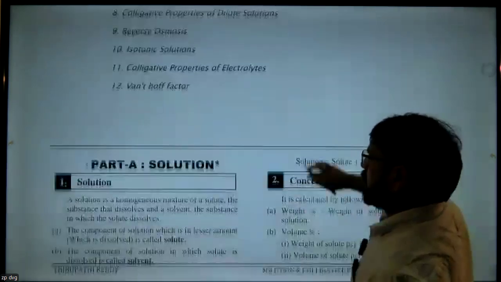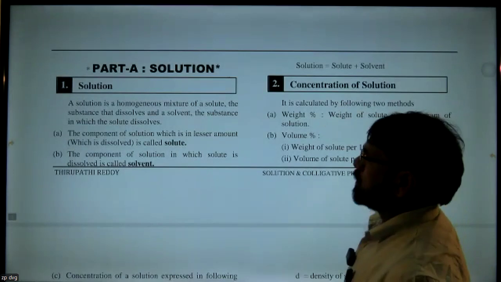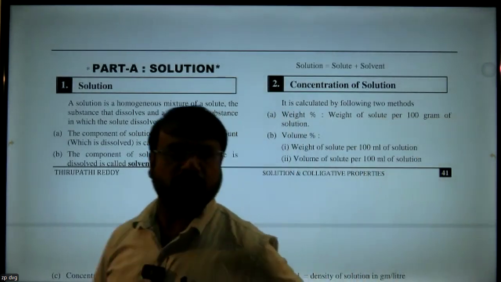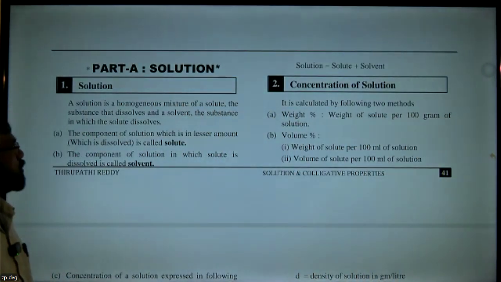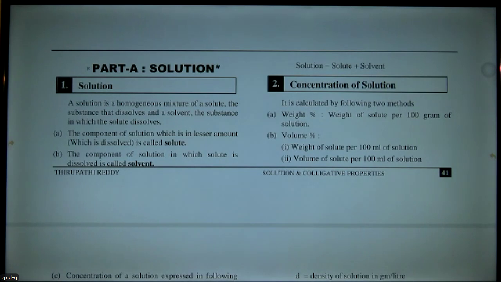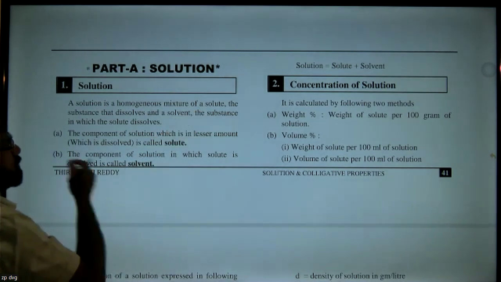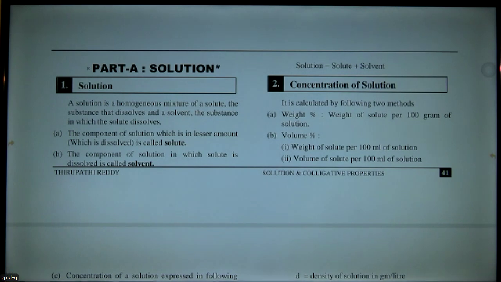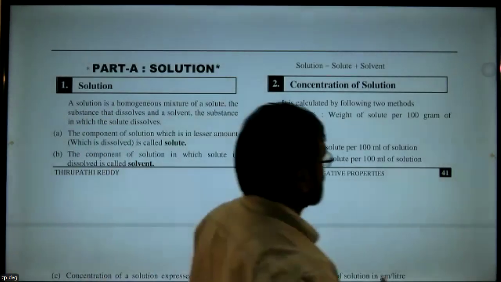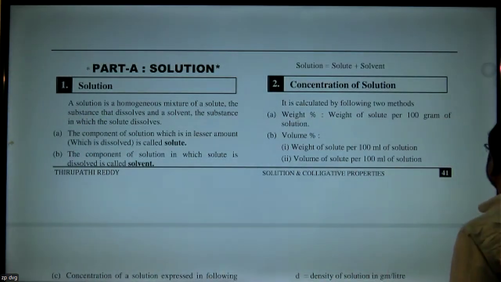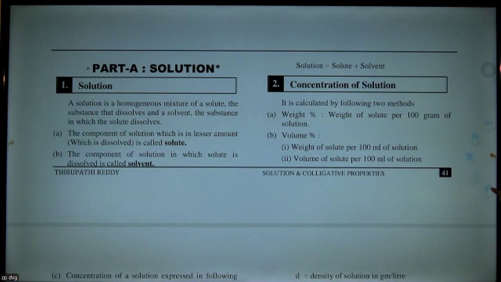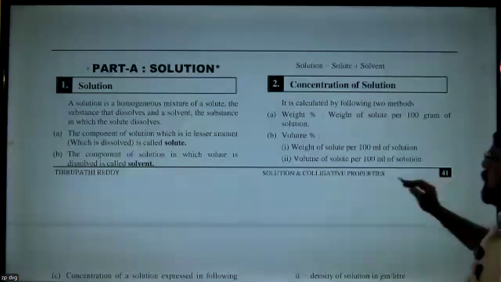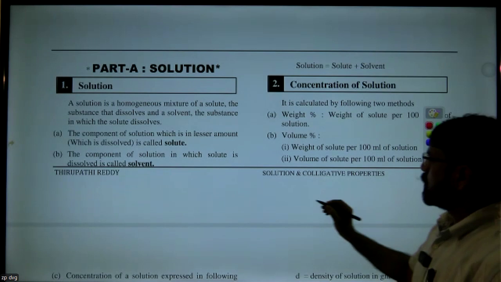So first of all, let us see what is the solution. What is the definition of the solution? What is the meaning of solution? Solution is a homogeneous mixture of solute, the substance that dissolves, and a solvent. Actually, solution is a homogeneous mixture of substances.